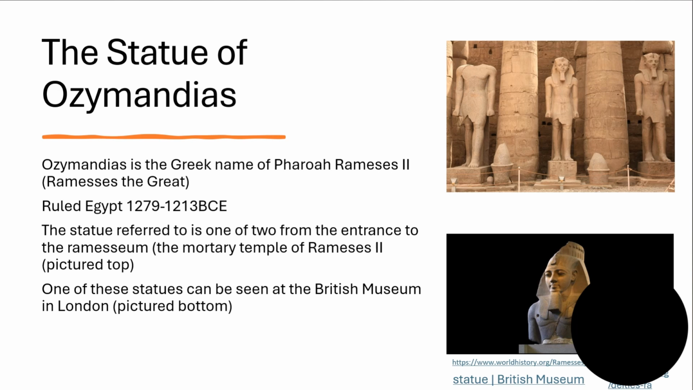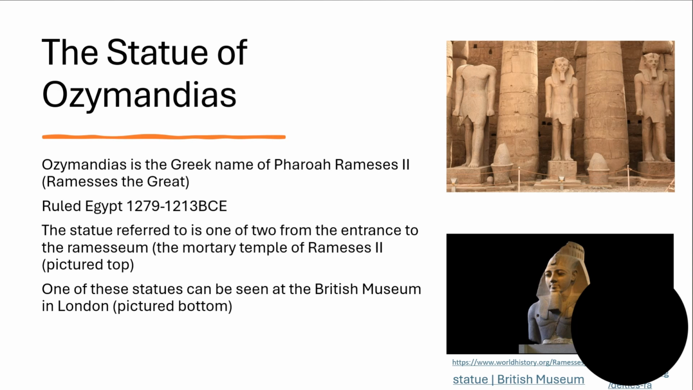Now, the statue that's referred to within the poem is actually one of two from the entrance to the Ramesseum, which was the mortuary temple of Ramesses II, so where his embalmed body was left. And one of the statues can actually be seen today within the British Museum in London. If you ever get a chance to go, it's big, and you really get a good impression of the size of it.